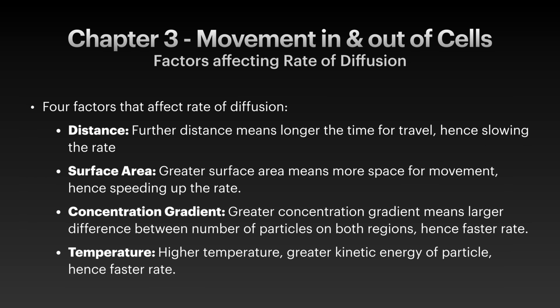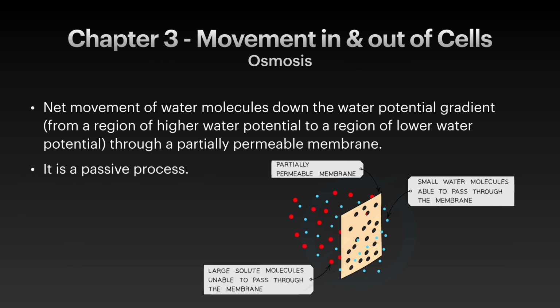Great work! We have just finished diffusion. Now let's move on to osmosis, which is a special type of diffusion that involves water molecules. Osmosis is defined as the net movement of water molecules from a region of higher water potential to a region of lower water potential through a partially permeable membrane.